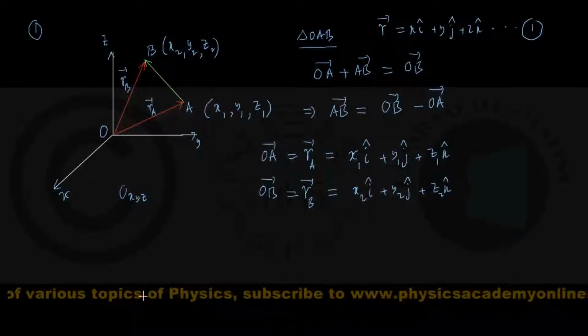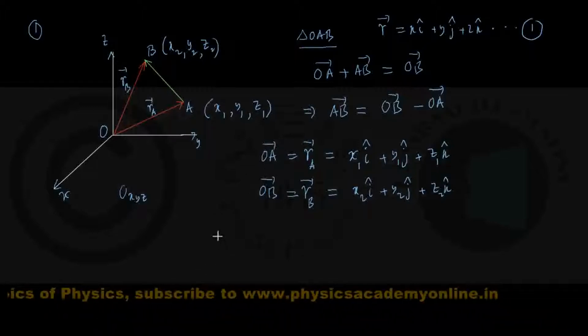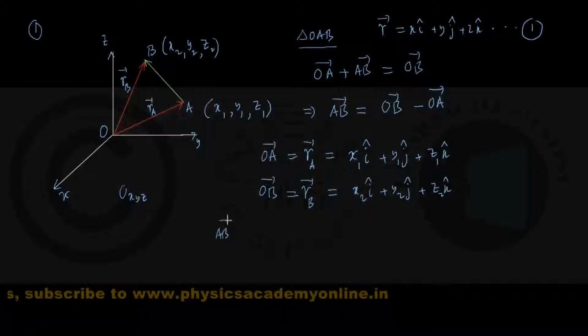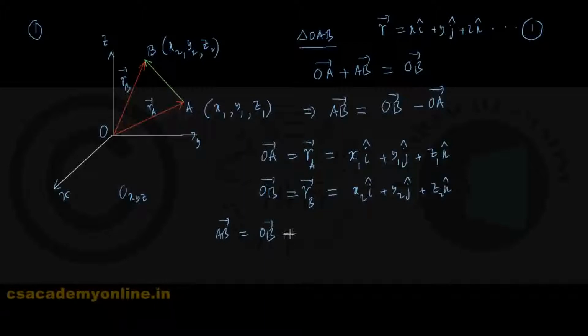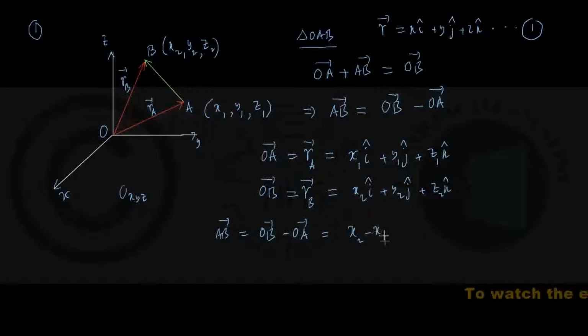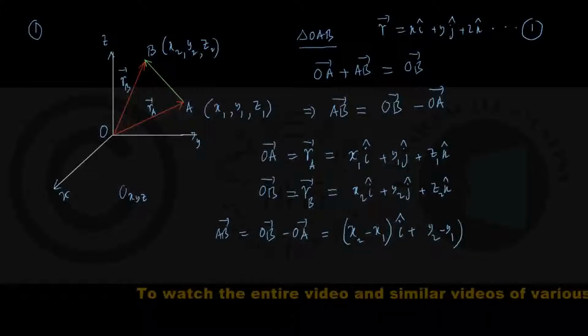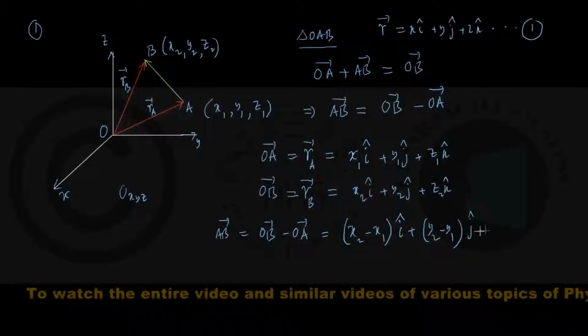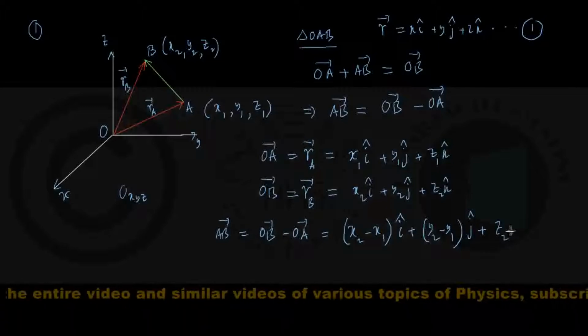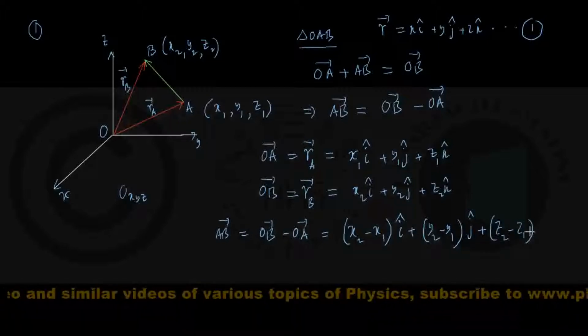I'll make use of this now. Since AB is OB minus OA, as I wrote already earlier, you can make use of the previous two steps, OA and OB, and you get AB to be x2 minus x1 in bracket into i cap plus y2 minus y1 in bracket into j cap plus z2 minus z1 in bracket into k cap.